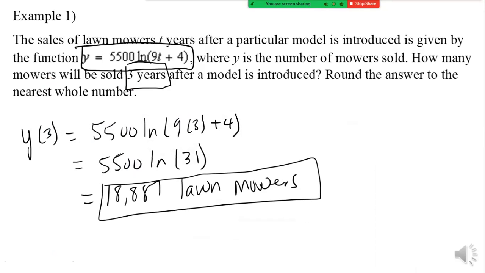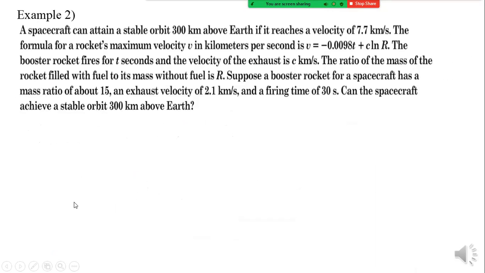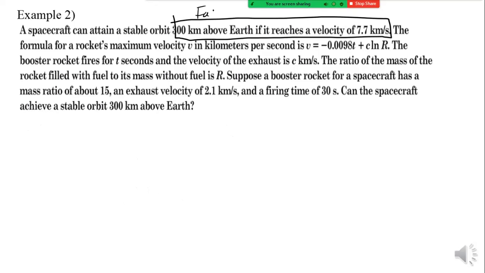Terrible? No, it wasn't, because everything was given to you. You just had to read it. Now, again, you guys would look at this like, oh my gosh, this is so gigantic, so much work. But if you read it, it says a spacecraft can attain a stable orbit 300 kilometers above Earth if it reaches the velocity of 7.7 kilometers. Okay, this right here is just facts. It has nothing to do with the problem. It's just giving you facts.